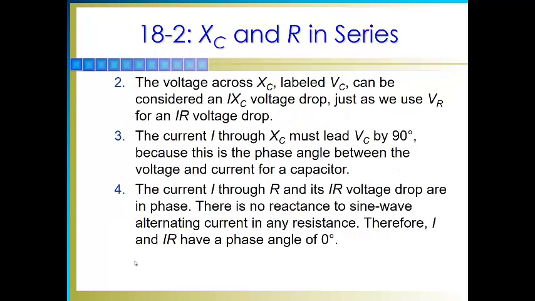The second thing is that the voltage across the capacitive reactance, or the capacitor, we will label VC. And that can be considered the same thing as the current times the capacitive reactance, or the IXC voltage drop. The same as we did with a resistor. To label the voltage across a resistor, we will say VR, and that represents the current times the resistance, the IR voltage drop across the resistor.